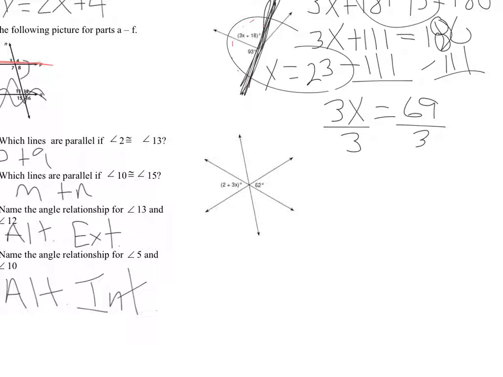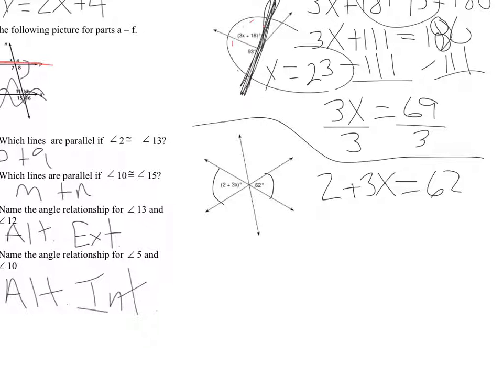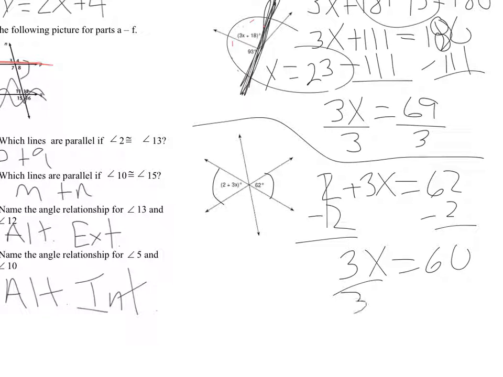Here we have vertical angles, right? Two lines cross. You can kind of ignore the vertical one there. And they're equal. That's the key here. Vertical angles are congruent, therefore you're going to set up one equation equal to the other. 2 plus 3x equals 62. Minus 2, 3x equals 60, divide by 3, x equals 20.